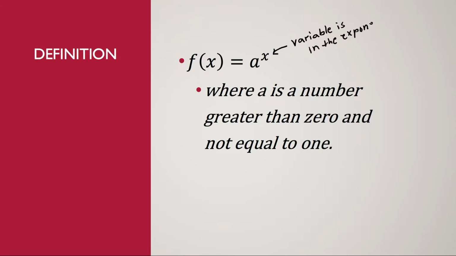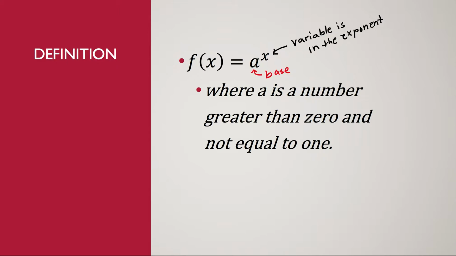Now the a part of this function is going to be substituted in with a number when we're looking at actual examples. That number is referred to as the base. So it's important to know that the a is referred to as the base of the exponential function. Now that base is a number that has to be greater than 0, so it has to be a positive number, and the only stipulation is that it can't equal 1.